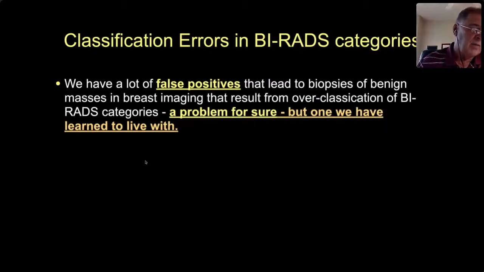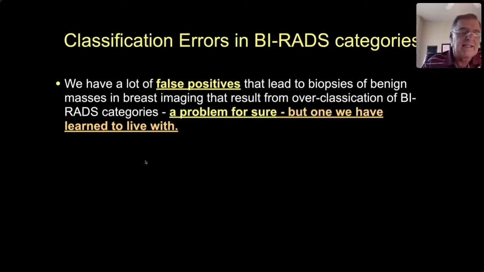So basically, because we all perceive that the cost of a false negative is greater than the cost of a false positive, and we correctly perceive that, we've developed an algorithm for interpreting images in which we can achieve 98% or greater sensitivity. But that comes at the cost of false positives.